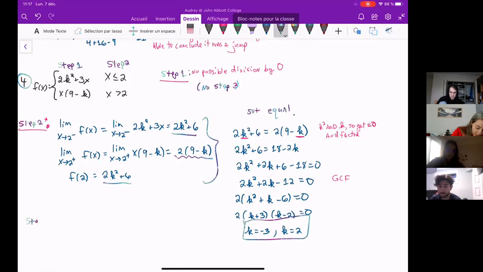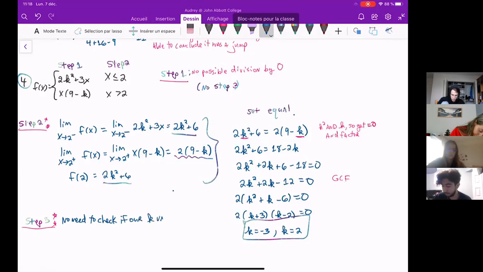So my step 3 here is we don't need to go back and check if those k's potentially cause division by 0, because there was no possible division by 0 in step 1. So our answer would be f of x is continuous when k is equal to minus 3 or 2. You got it. Okay.